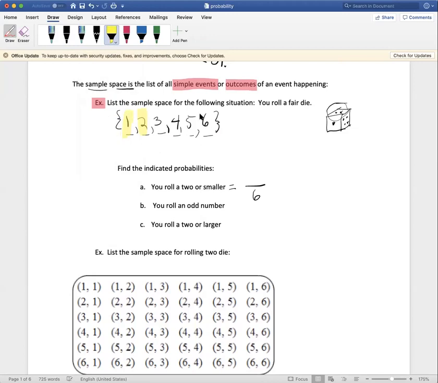So out of these 6 options over here, we have 2 possibilities. I could either roll a 1 or a 2. So that means the indicated probability here is 2 over 6. We can reduce that to 1/3.